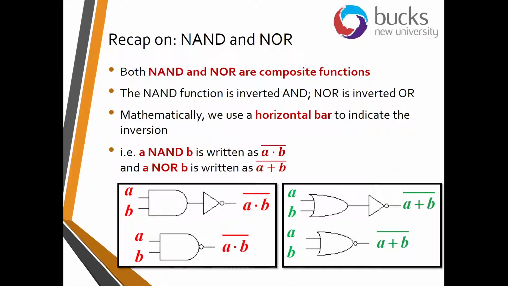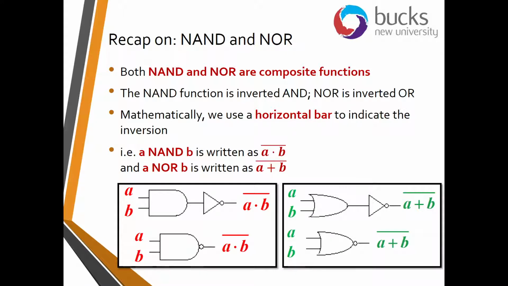So again, another little recap on NAND and NOR gates. So not AND and not OR. Both NAND and NOR are composite functions. The NAND function is an inverted AND gate, and a NOR is an inverted OR gate. So basically we're adding a NOT to an AND for NAND and a NOT to an OR gate for a NOR. And mathematically, we use a horizontal bar to indicate that inversion.